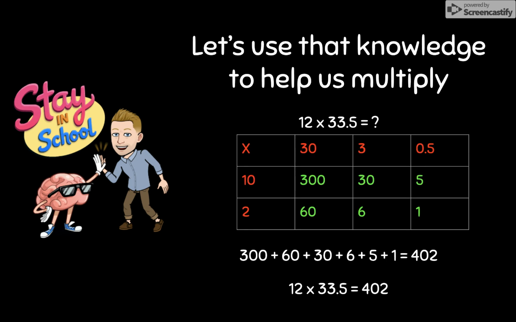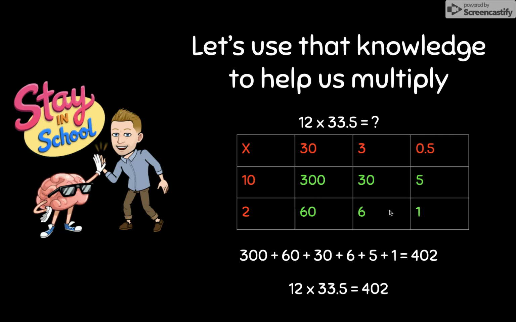Let's check out another example. For this one, I've gone 12 groups of 33 and a half. First thing, I've drawn up a grid or a table to put my factors in. I've broken 12 up into 10 and 2, and I've put that down the left-hand side, and along the top to the right of the multiplication symbol, I've broken 33.5 up into 30, 3, and then 0.5, or 1 half. And I've gone 10 groups of 30 is 300, 10 groups of 3 is 30, half of 10 is 5, 2 groups of 30 is 60, 2 groups of 3 is 6, and then half of 2 is 1.